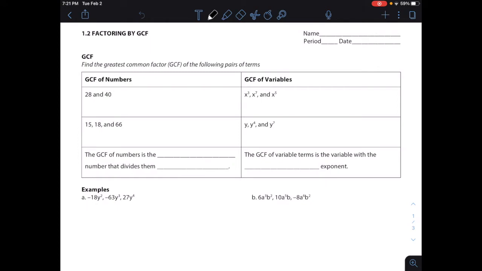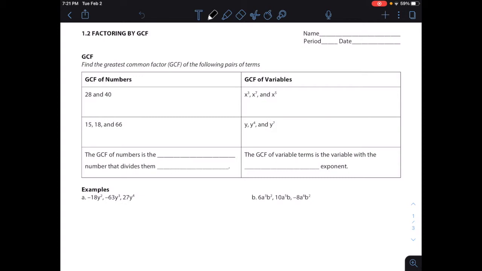So the first thing we're going to start off with is factoring by GCF, just reviewing what factoring by GCF is. GCF stands for greatest common factor. So what we're going to be doing is looking for the greatest common factor between different numbers, different variables, and factoring that out. There's two different things we have to worry about, and there's basically one rule that applies to each of those things. So there's two different rules.